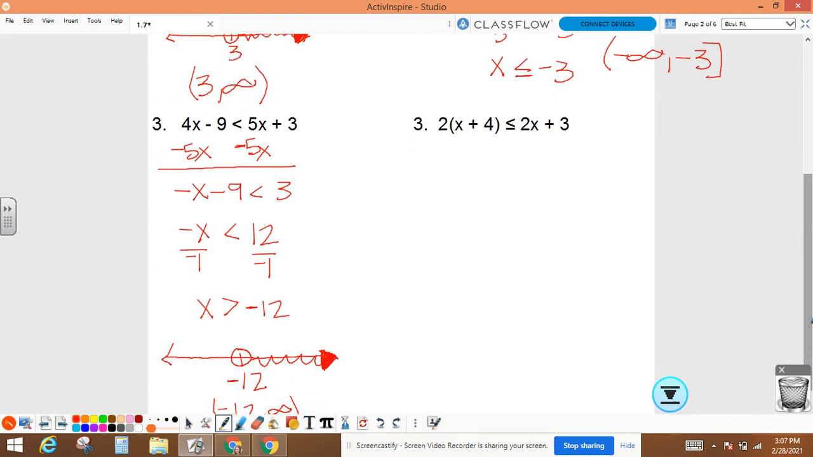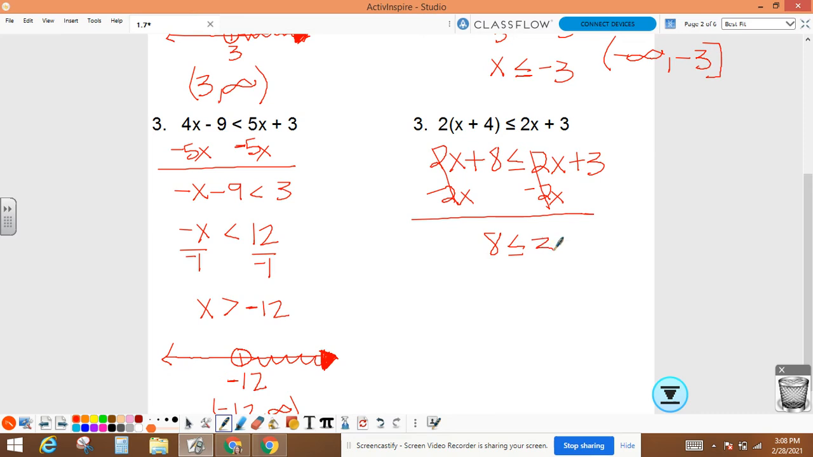Okay, so number 3. First thing is parentheses have to go, so we're going to distribute that too. Now again, you have variables on both sides, and if you notice, they match. So this is going to be an infinitely many or a no solution situation. If we subtract 2x on both sides to get our variables on the same side, you notice that that cancels and that cancels. So you're left with 8 is less than or equal to 3.